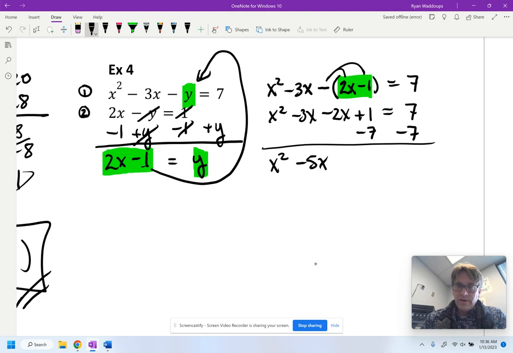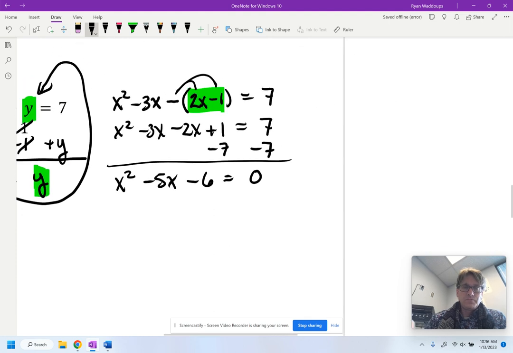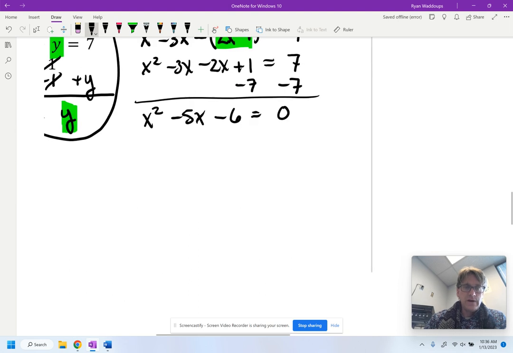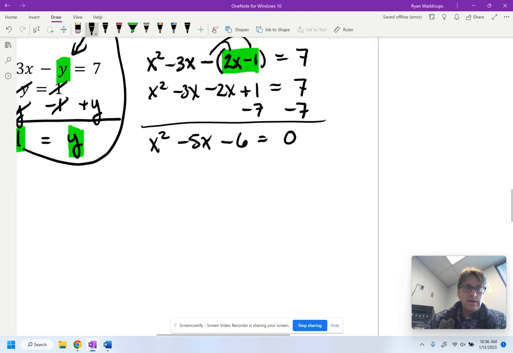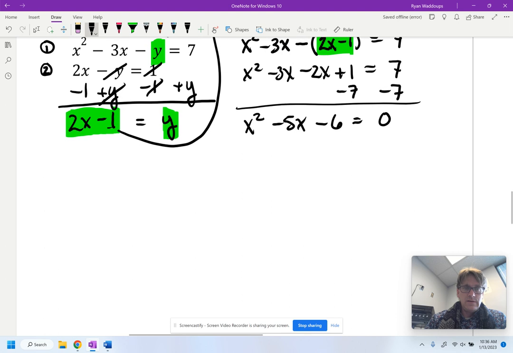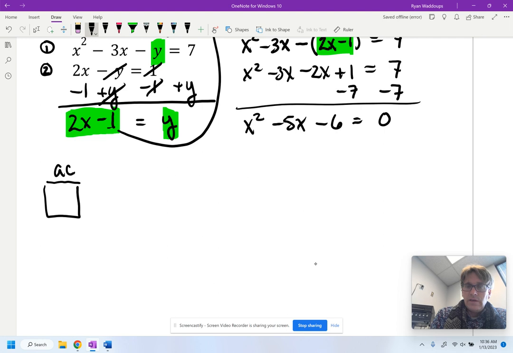And then plus 1 minus 7 is minus 6, which is equal to 0. Now, I go to A, C, and B here. Let's see. AC is negative 6. B is negative 5.